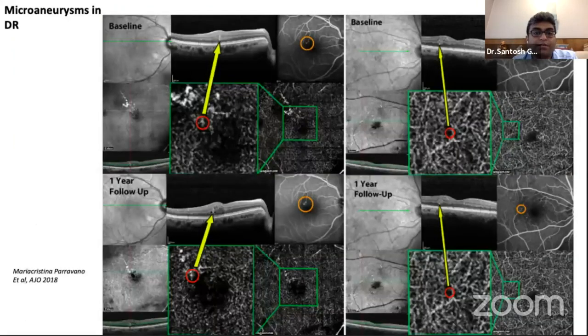There are studies which even monitored the hyperreflective microaneurysms over 1 year; the ones which were hyperreflective remained hyperreflective, wherein the hyporeflective ones remained hyporeflective.